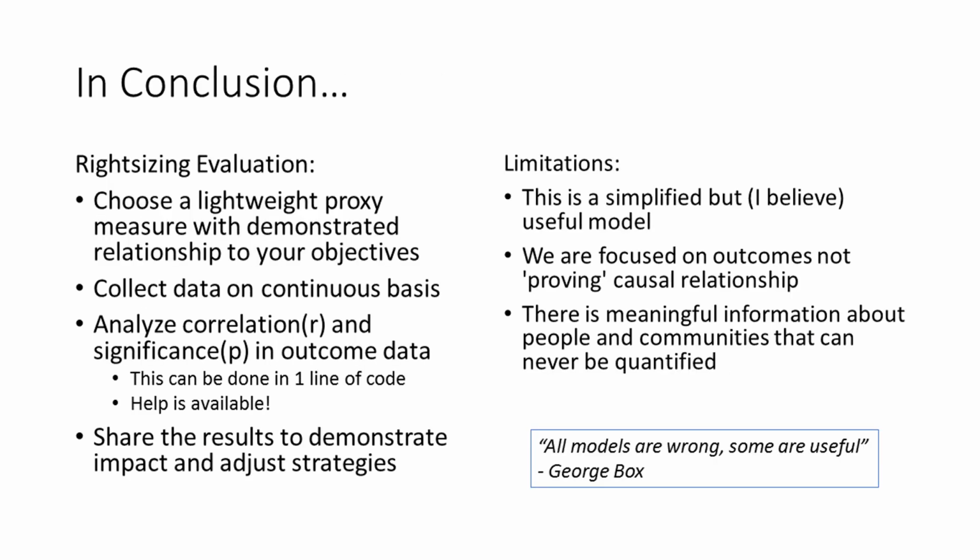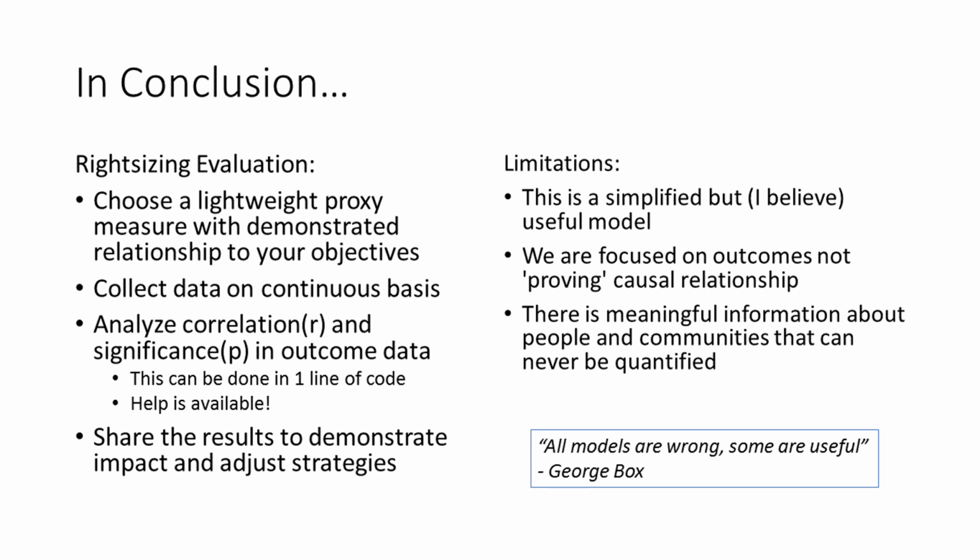So in conclusion, this is the model I like to call right-sized evaluation. Choose a lightweight proxy measure which demonstrates a relationship to the objectives you seek. And there are many choices out there. Second, collect data on a continuous basis. Analyze your correlation and significance in your outcome data. Although that seems intimidating, it can really be done with one line of code, and help is available. This is very much at the easy end of the statistics universe. And then share the results as much as possible to demonstrate impact and adjust your strategies. And I'll show you how we do that in a moment.